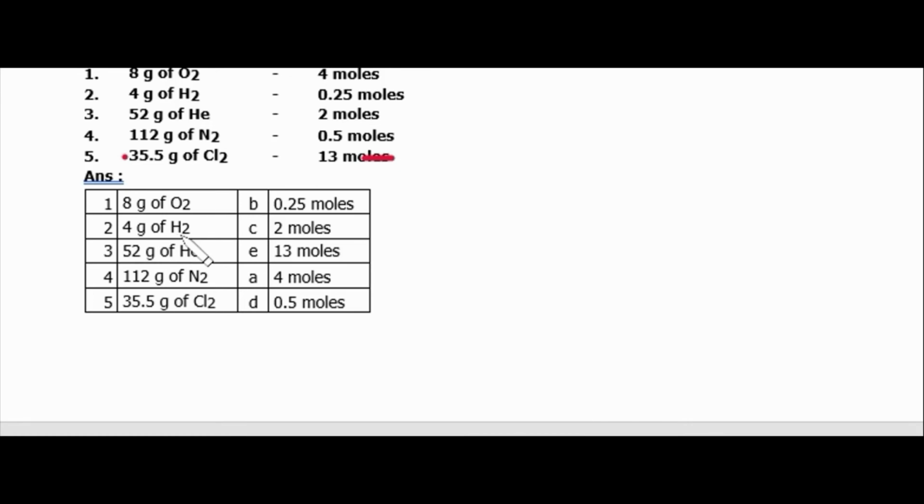Next, Roman letter 3. Match the following. First one, 8 gram of O2. Answer is 0.25 moles. Second one, 4 gram of H2. The answer is 2 moles. Third one, 52 gram of helium, He. Answer 13 moles. Fourth one, 112 gram of N2. Answer 4 moles. Fifth one, 35.5 gram of Cl2. Answer 0.5 moles.